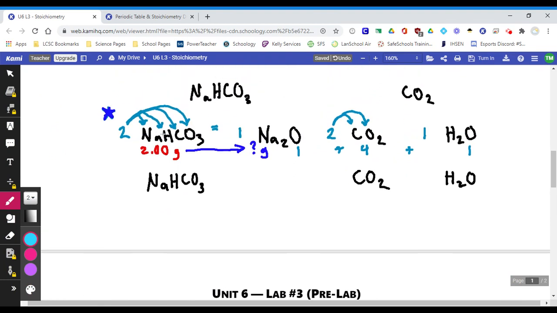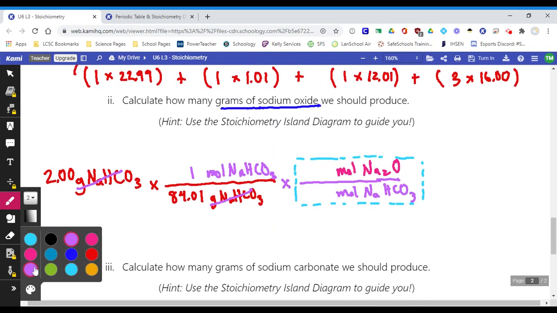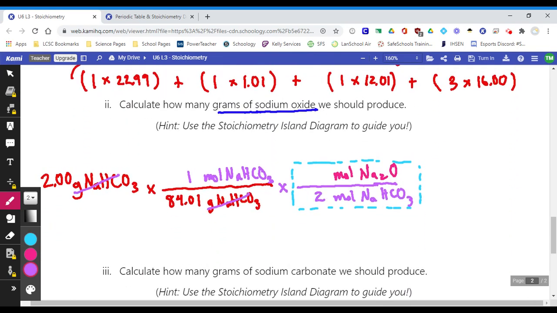Okay, 2 NaHCO3s should be able to be used to make 1 Na2O. So for my mole to mole ratio, 2 moles of NaHCO3 can be used to make 1 mole of Na2O. All right, and that's what my balanced equation tells me. So my moles of NaHCO3 should cancel out. Those are gone. All right, I now have moles of Na2O.